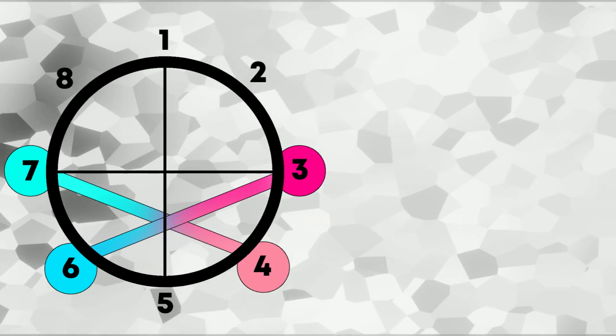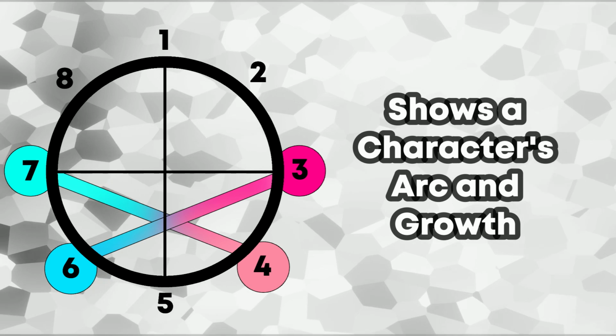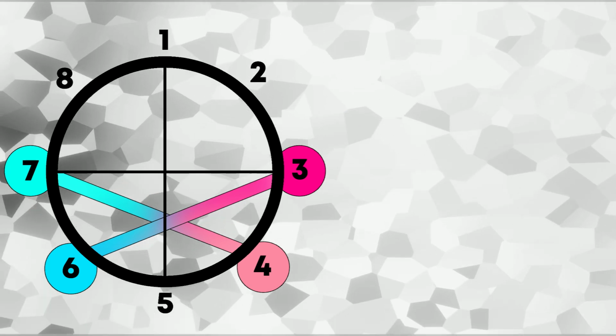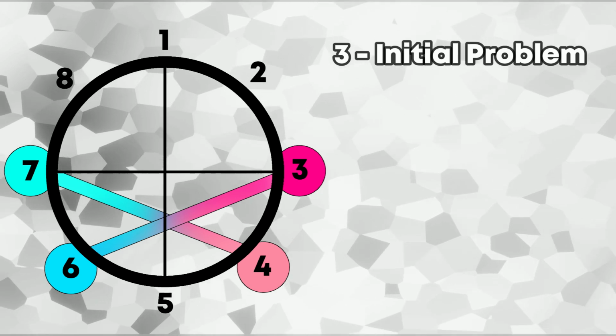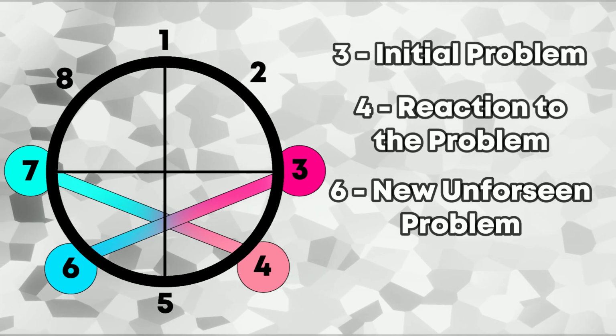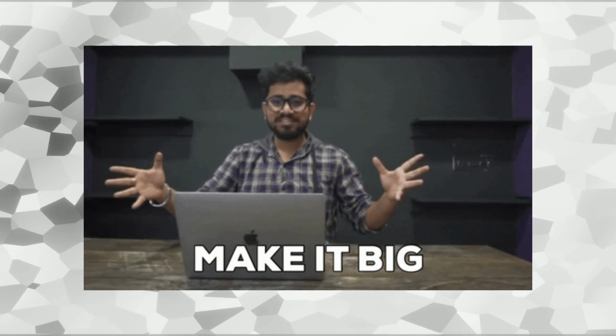The final mirror I want to explain is the mirroring between what happens between 3 and 4 versus 6 and 7. These two pairs mirror each other in a way that shows character growth, aka character arcs. We have an initial problem that our character encounters in 3 and we see how they deal with it in 4. Then in 6 we have an even greater problem and we see how they deal with it in 7. And yes, it needs to be a bigger problem. Raising the stakes is a must.